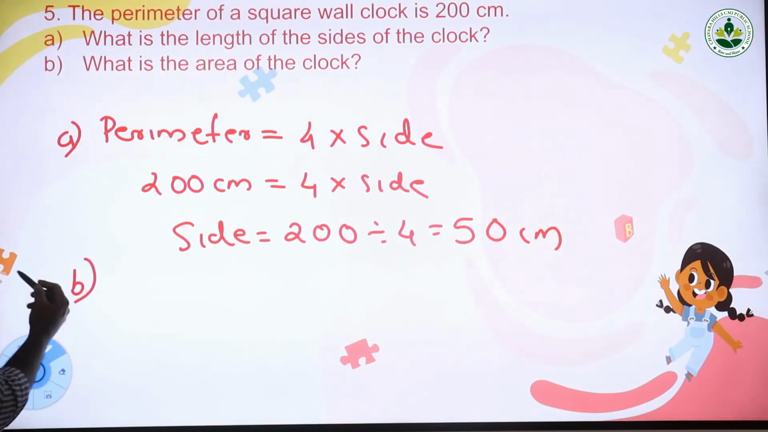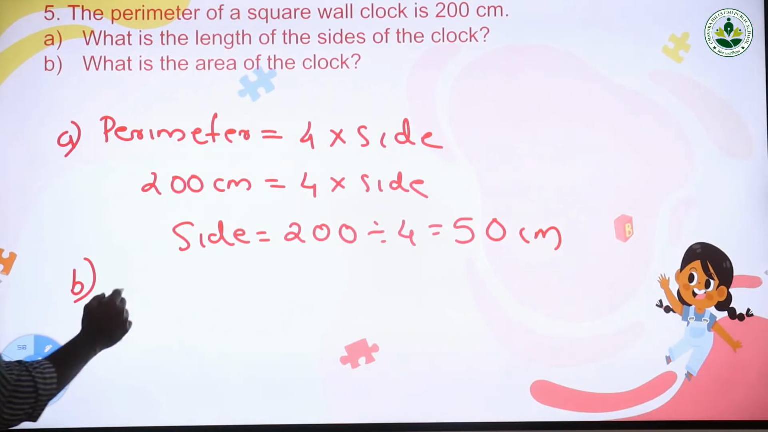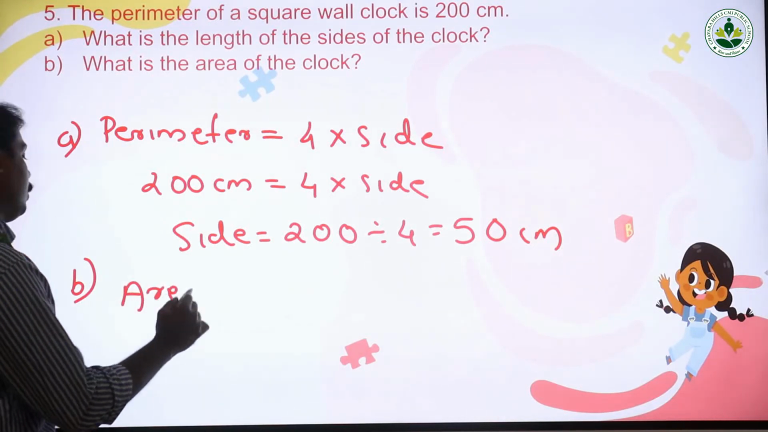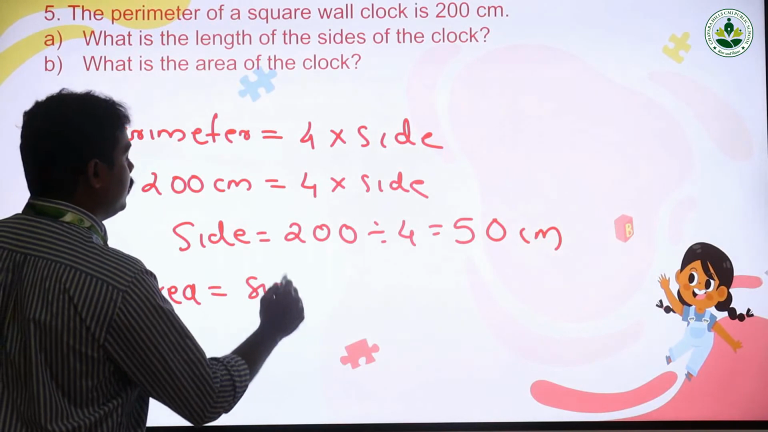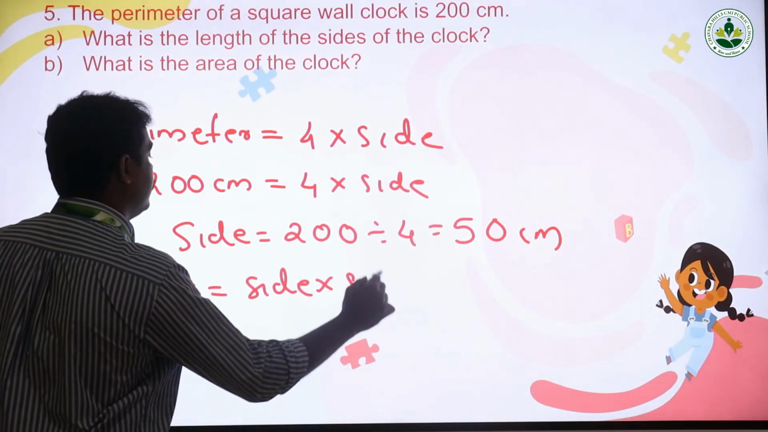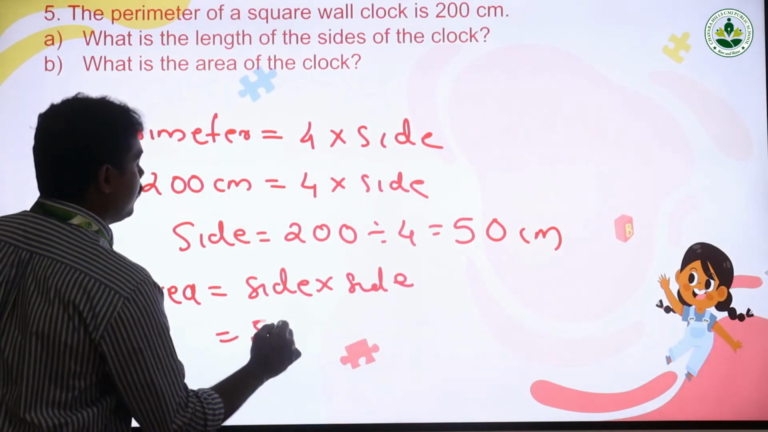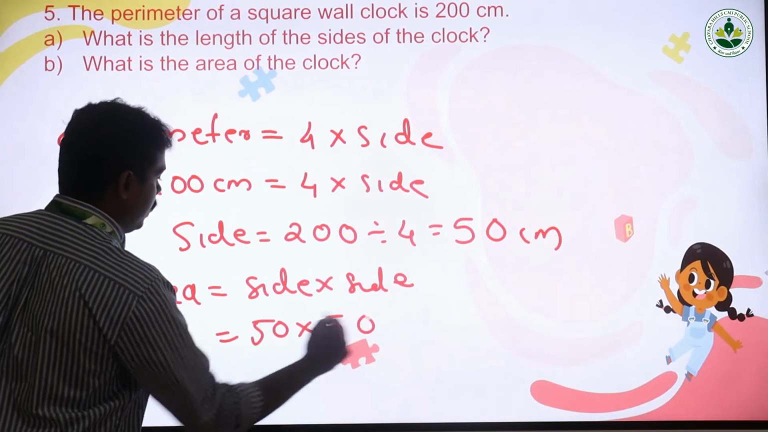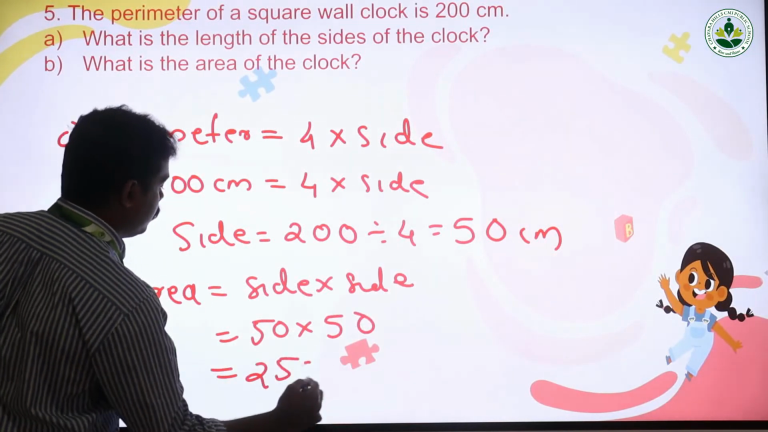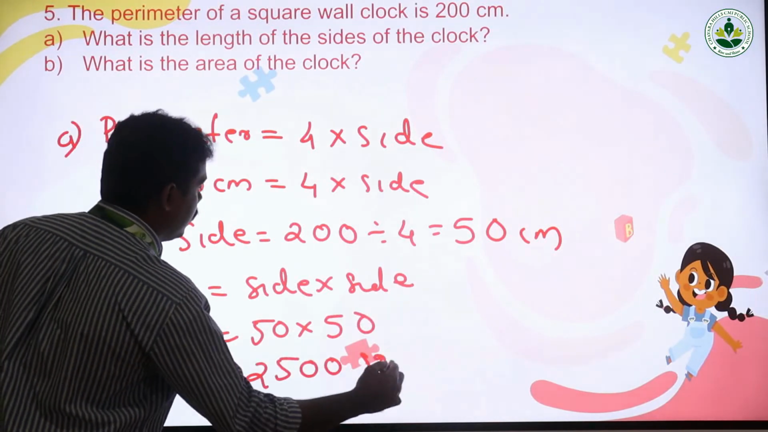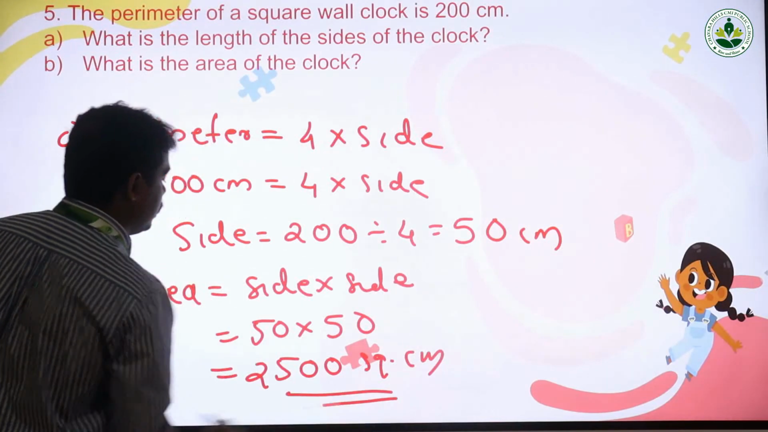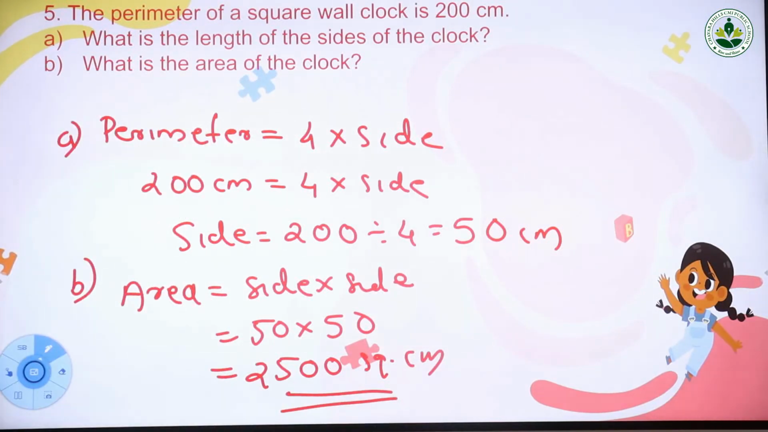Next one, second question, what is the area of the clock? Side is given. How will you find the area? Area of a square equal to side into side, that is equal to 50 into 50. 5 5s are 25, then two zeros. Answer is 2,500 square centimeter.